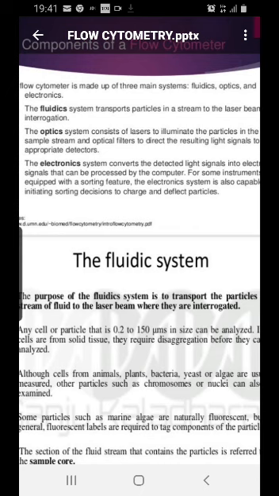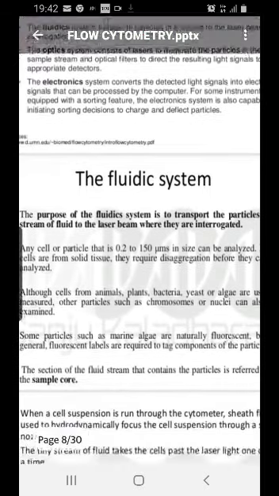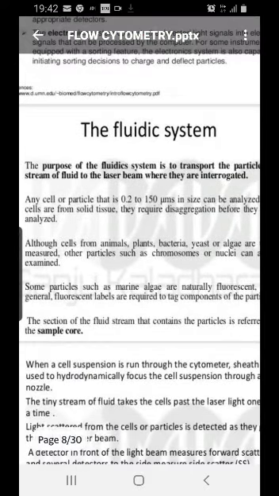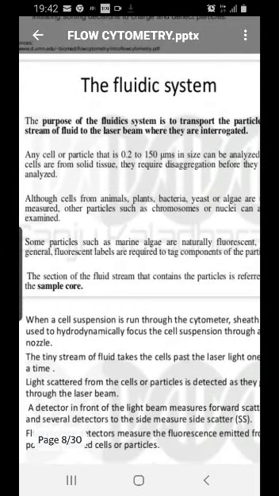Then the electronic system is the one which converts these light signals into electrical signals, which are then processed by the computer. These signals, or these dots, are converted into graphs, and then we can sort out the different types of cells, and a decision can be made on the presence of different types of leukemias or the blasts which are present in the system. Now the first one is the fluidic system.